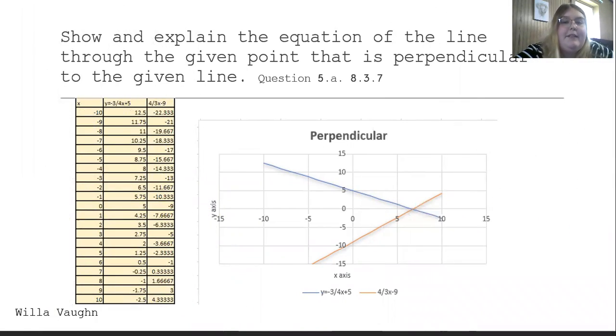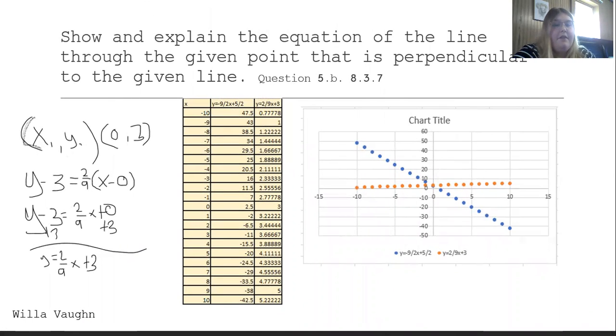So now we have show and explain the equation of the line through the given point that is perpendicular to the given line. So our first line is the blue line, and our perpendicular line is the orange line. So you have to find a perpendicular slope. The first line is y equals -3/4 x plus 5. So the perpendicular slope is going to be the opposite reciprocal, which would be 4/3 x. And then you take the different points. So you have 6, -1 as your point that's given, and you use that to get the y-intercept, which is -9.